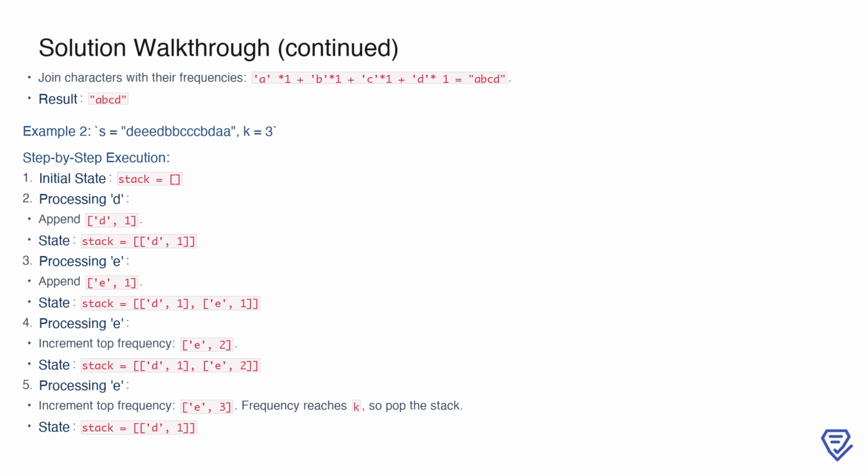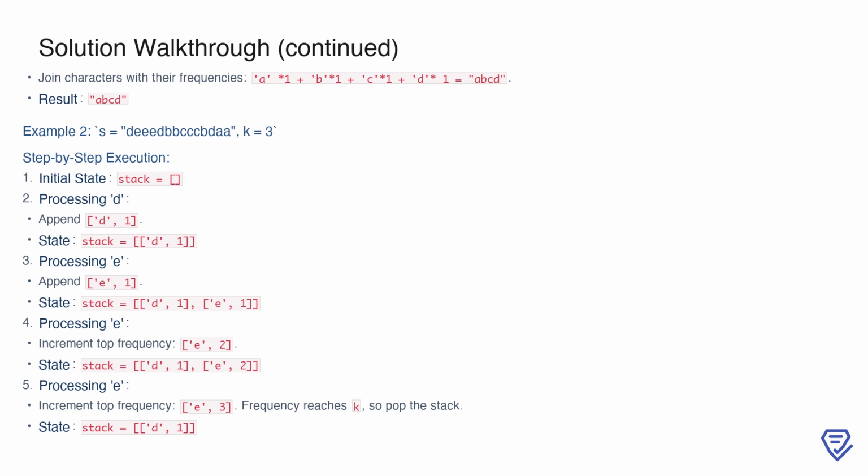Now that we have processed all characters in the string, we reconstruct the result by combining each character with its respective frequency from the stack. In this case, we have A*1, B*1, C*1, and D*1. When joined together, the final result is the string ABCD.